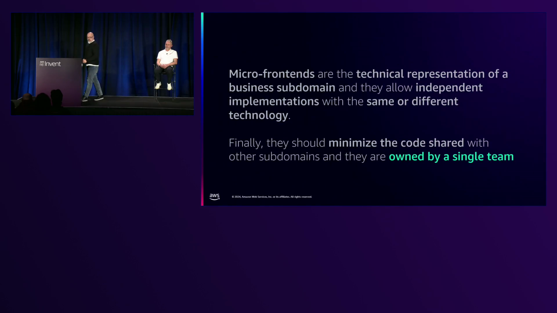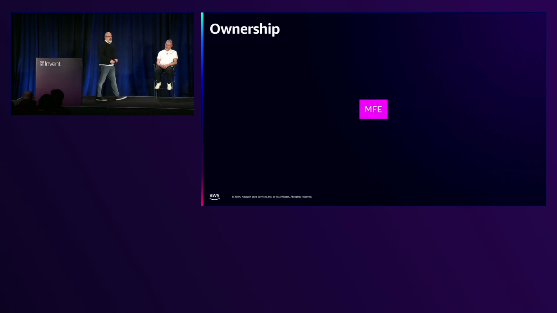So let's go for the last part of this, the definition, ownership. When I think about the micro-frontend, if I want to design my system properly, I need to think that a team should be able to code it. Fine, we have seen that. Testing it independently.